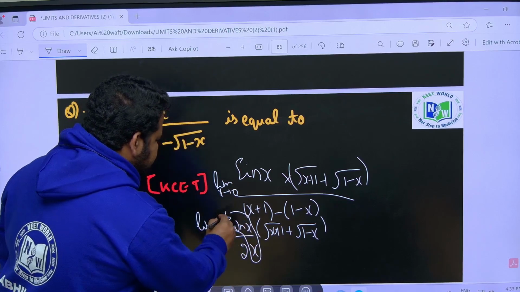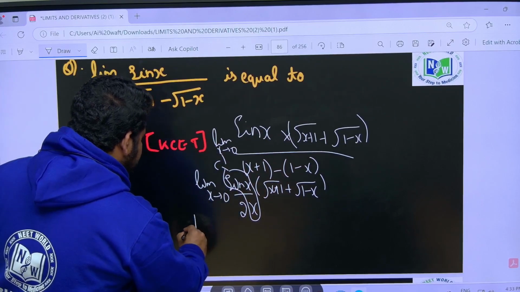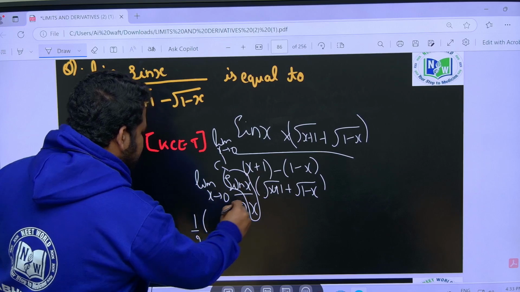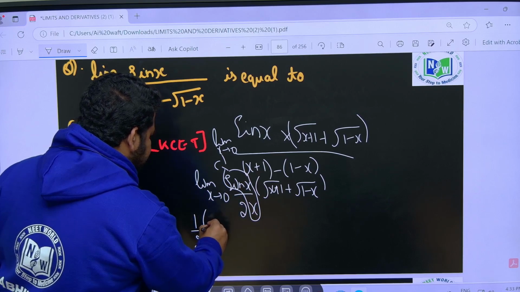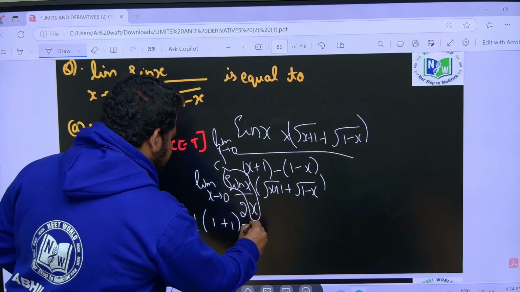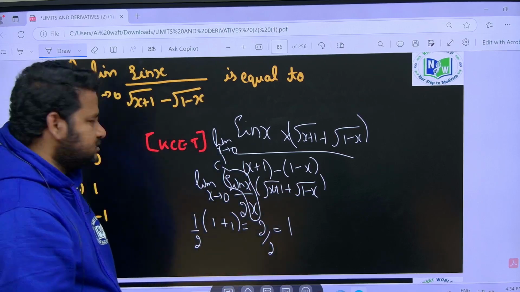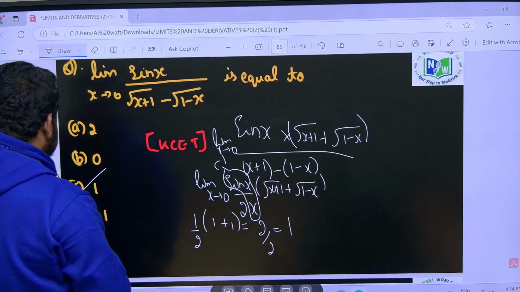Sin x by x, this value is equal to 1. So if I put the value, I will get 1 by 2 into, square root of 0 plus 1 is 1 itself, square root of 1 minus 0 is 1 itself. So I will get 2 by 2, the answer is 1. That is option C.